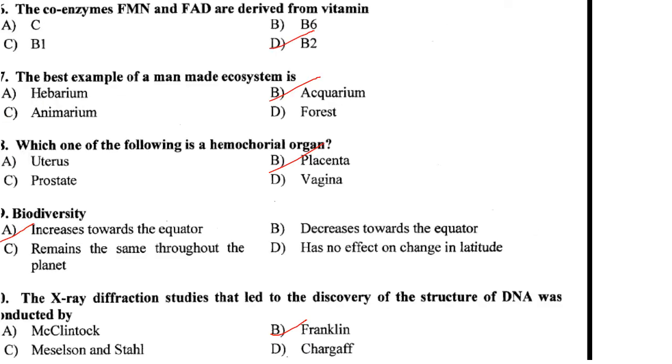So coming to the next question, the coenzymes FMN and FAD are derived from vitamin B2. Answer is option D. The best example of a man-made ecosystem is an aquarium. Answer is option B. Which one of the following is a hemochorial organ? The hemochorial organ is placenta. Answer is option B.